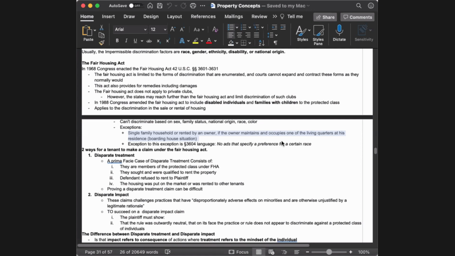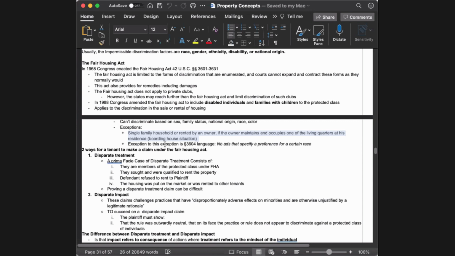If the owner maintains and occupies one of the living quarters at their residence, this would be a boarding situation. If you're a landlord who owns a single family household and lives in it, and you're renting just one of the rooms, you can discriminate on a number of bases, most specifically family status. You'd say, I only have a limited space to rent out, and I can't have a family of 4 living in a single room in my house, because that's going to disturb my own peace and quiet. You could say, I'm renting to one person, or to a couple specifically. That would be an exception because the owner lives within the household and you have limited space.